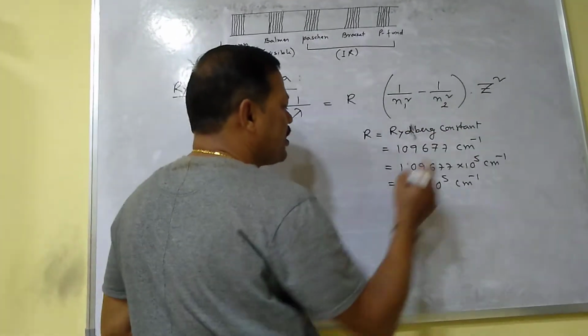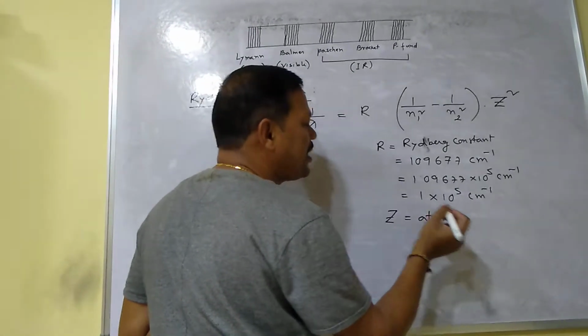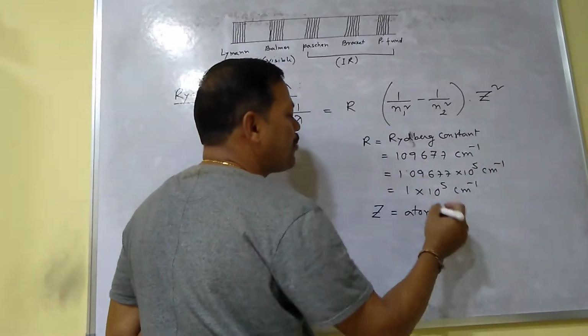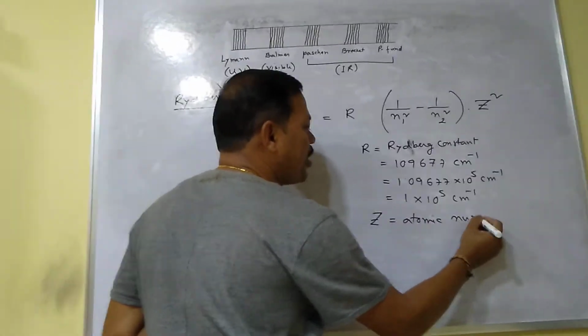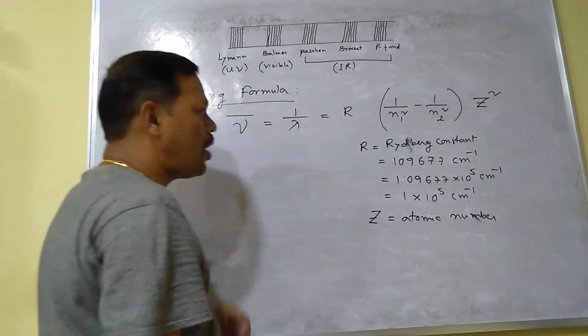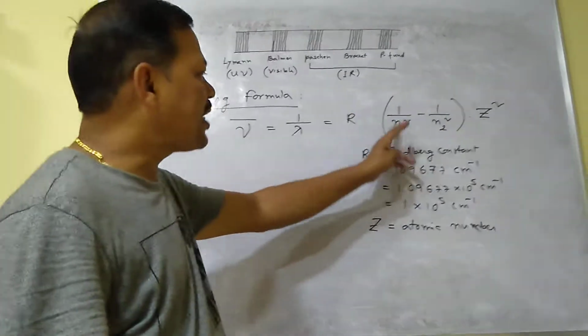What is Z? Z is the atomic number. If the element is hydrogen, then you have to consider the atomic number as 1. If it is another element, then you have to consider that atomic number. So R is the Rydberg constant and Z is the atomic number. What are n1 and n2?